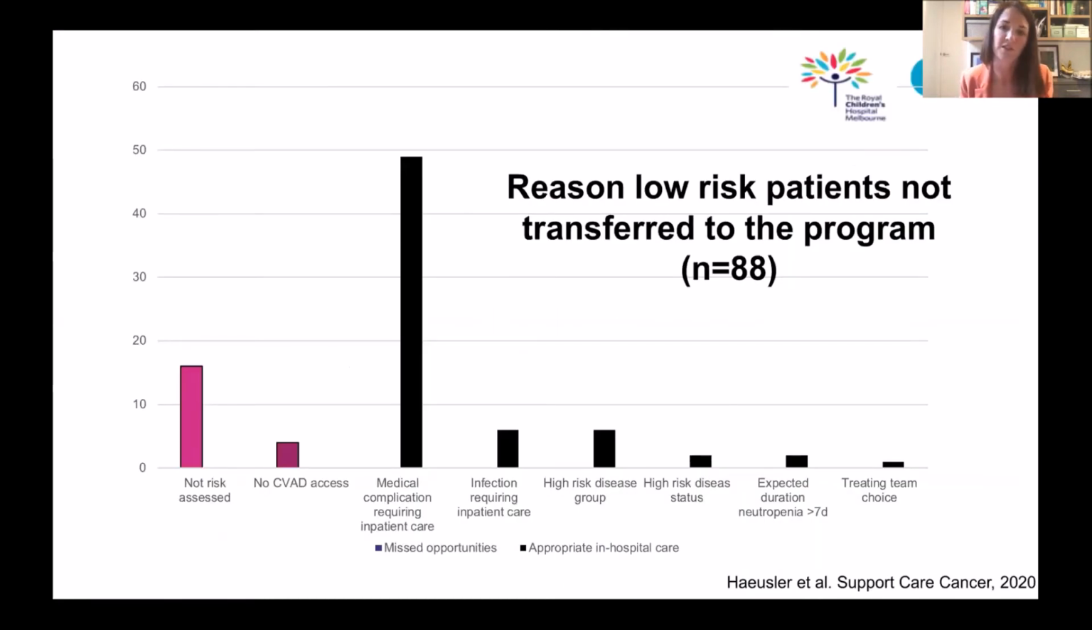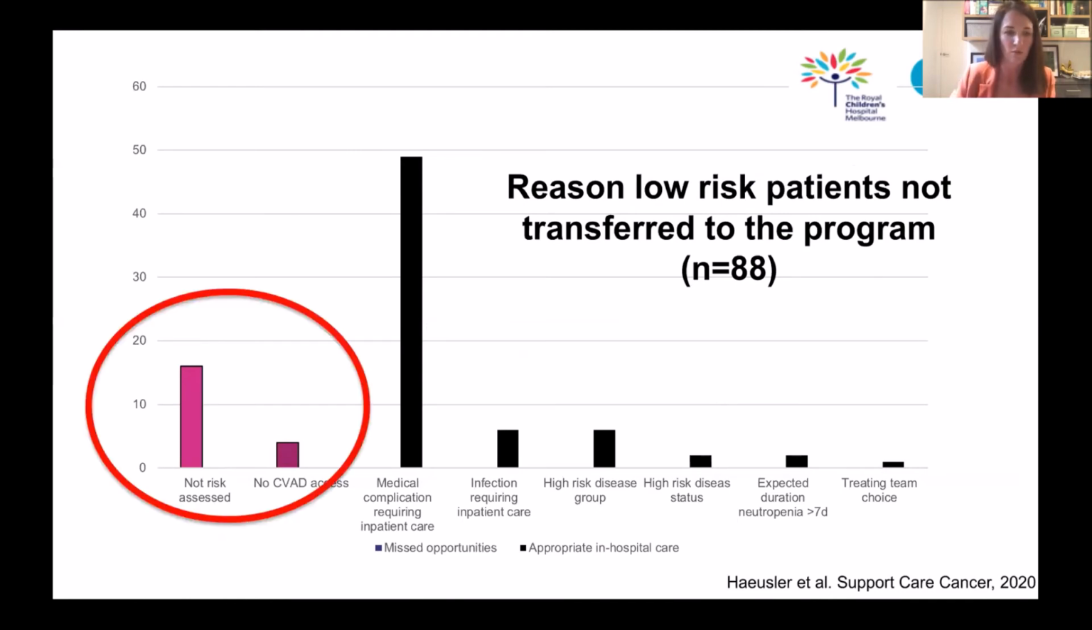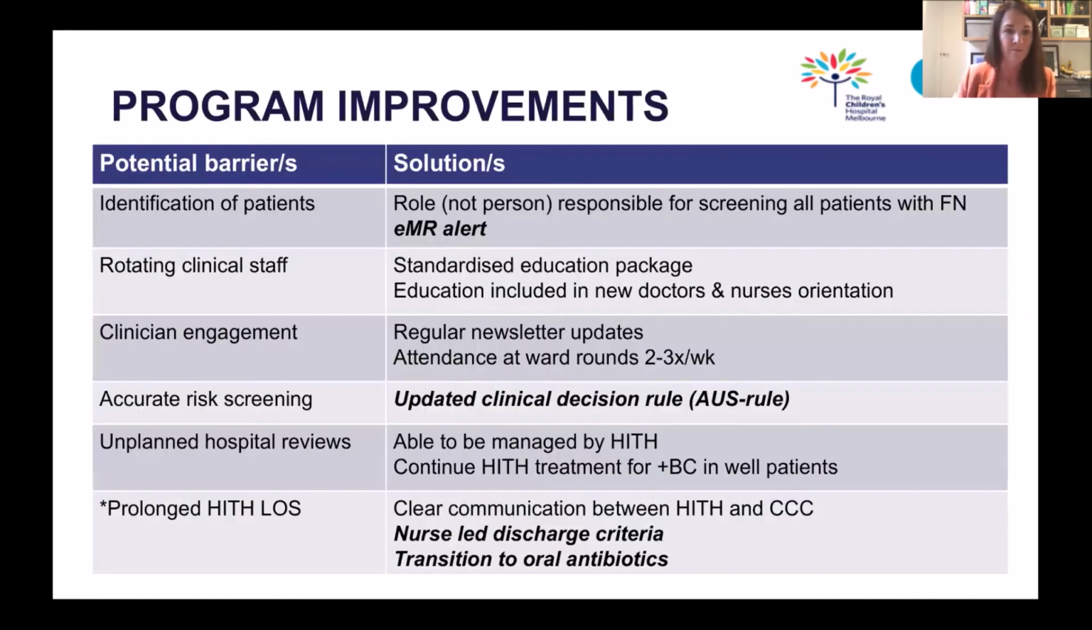So we looked really closely at that. Of the 88 kids that scored low risk that didn't go home, why didn't they go home? And quite rightly, most of them didn't go home because there were good reasons why they needed to stay in hospital. But there were, importantly, around 20 patients that should have gone home that didn't, and predominantly this was because these patients just weren't risk assessed. And so that was kind of forgotten about.